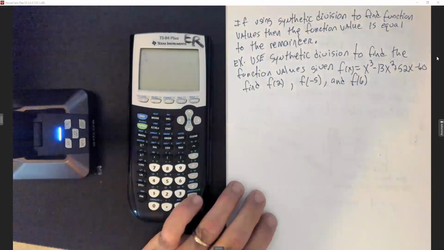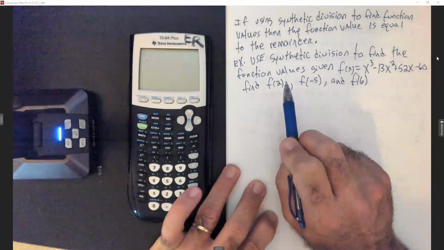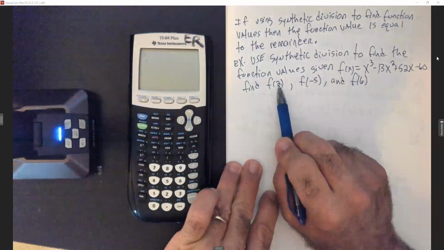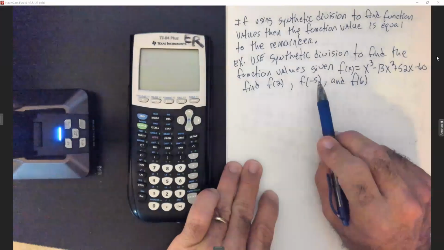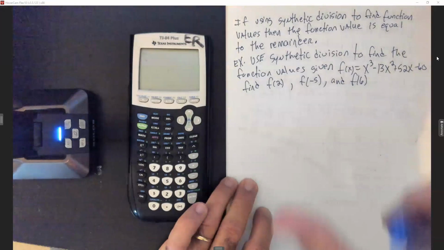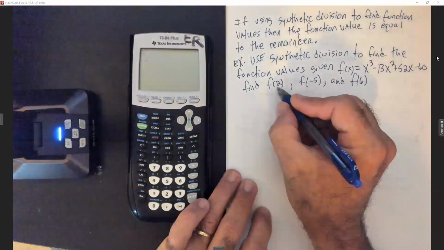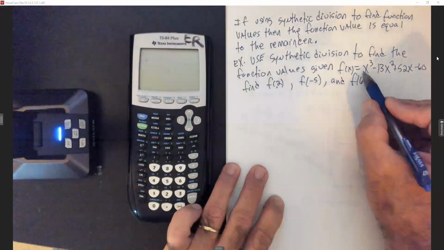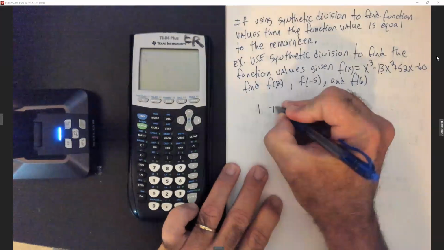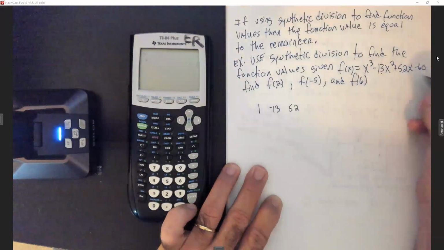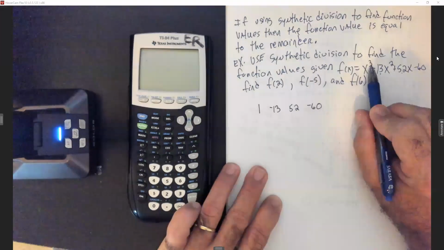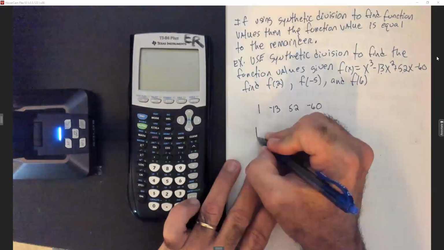All right, now, when we use it to find function values, C equals the number right here. So my C will be a positive 2, a negative 5, and a positive 6. We only change the sign of C if it's in factor form, okay? So first one I'm going to find is f of 2. So I write my coefficients, which is a 1, negative 13, 52, and a negative 60. Now I know I got 4 numbers because 3 plus 1 gave me 4. So there's my 4 numbers. I'm going to draw my little box.